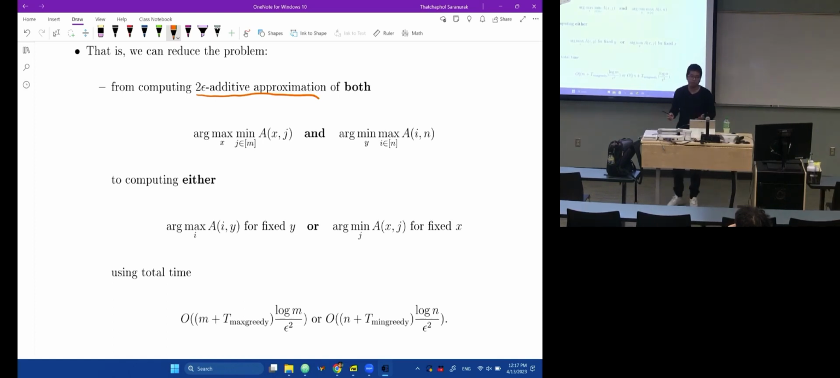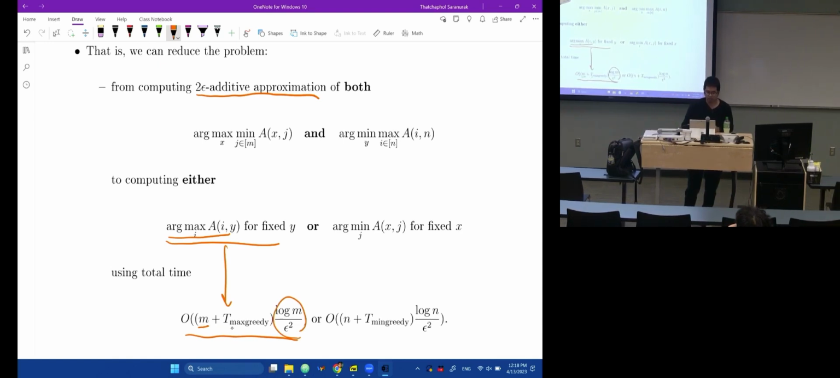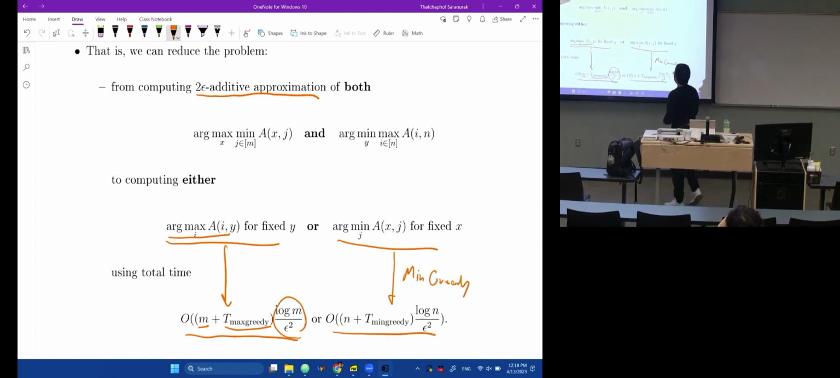And what's the running time? If you choose the max greedy algorithm, each round you need to solve argmax. The total running time is going to be this thing. There are this many rounds. In each round, you update the weight among the columns, and in each round you solve the max greedy problem, finding argmax. Symmetrically, if you choose the min greedy algorithm, you take this much time.